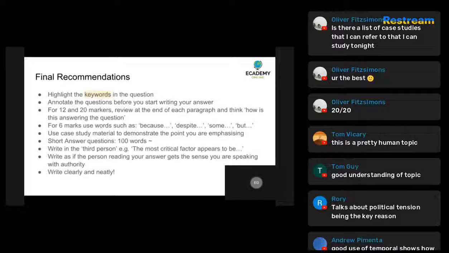Okay, right. So write as if the person who's reading your answer is getting the sense of authority, right? So you saw in the water cycle question that we just looked at the answer, that is an example of a candidate writing with authority. Okay, so try to emulate that and try to write like that. And a final point here really is that write clearly and neatly.